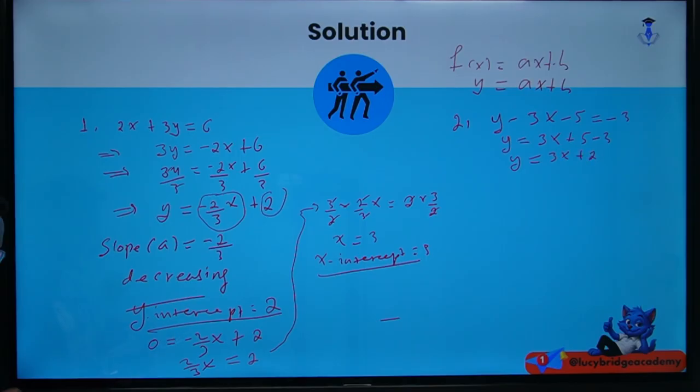Okay. Therefore, now y is equal to mx plus b. So 3 is the slope, okay? Slope. And 2 is the y-intercept.